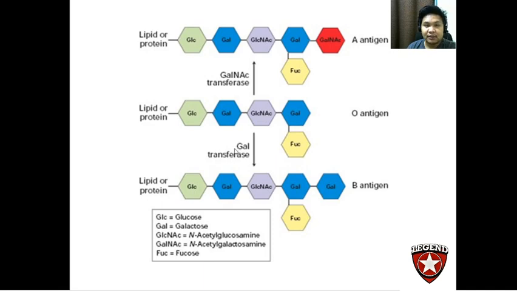Galactose transferase, on the other hand, or the B enzyme, is important for us to convert the H antigen to the B antigen. So without the inheritance of an A gene or a B gene, the H antigen remains as is because the enzymes needed to produce the A antigen and the B antigen respectively are not available.